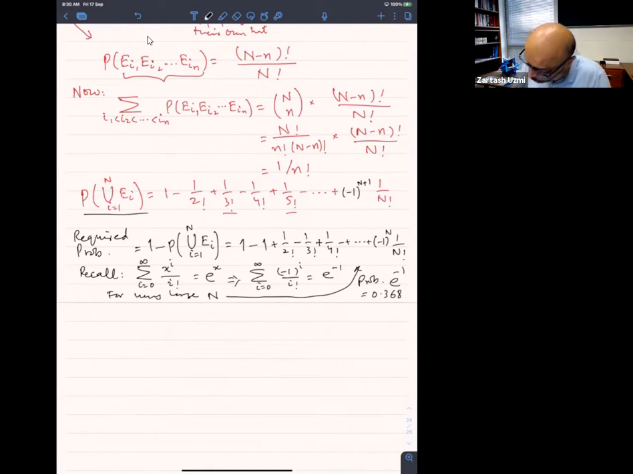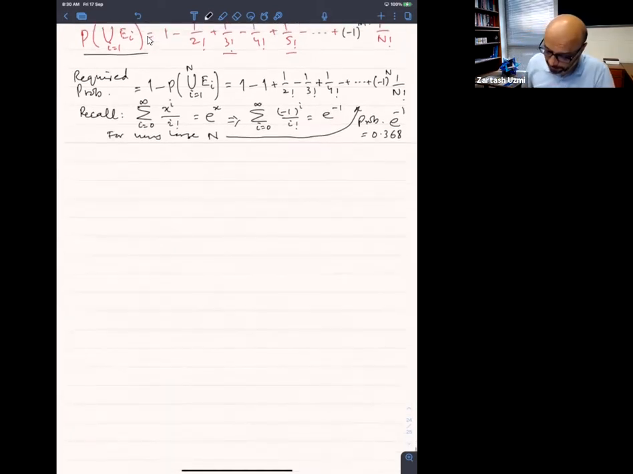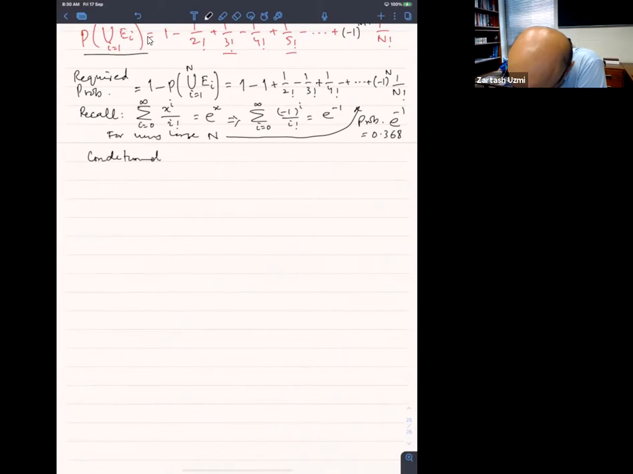Now, so enough about counting and unions of events and intersection of events. I'm going to switch gear a little bit and move on to what we call conditional probability and independence. And these two concepts, although different, are interrelated with each other. So I'm going to talk about both of them simultaneously: conditional probability and independence.